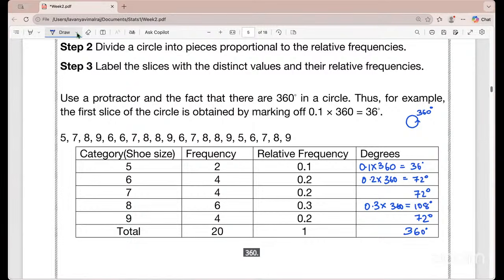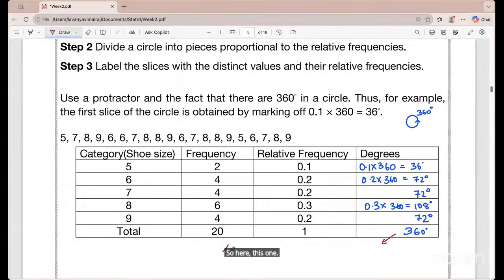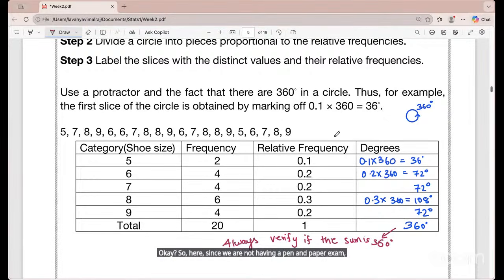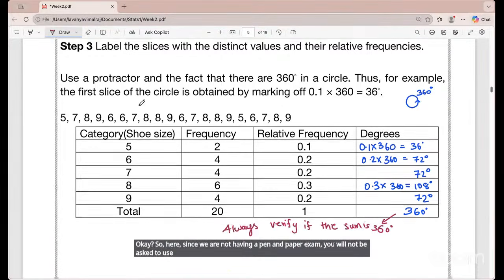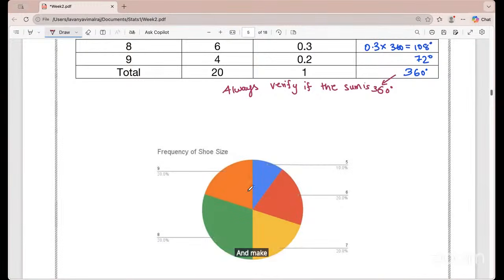So always verify that the sum is 360. Since we are not having a pen and paper exam, you will not be asked to use a protractor and make a circle. But you should know that you should use a protractor and make these kinds of angles.